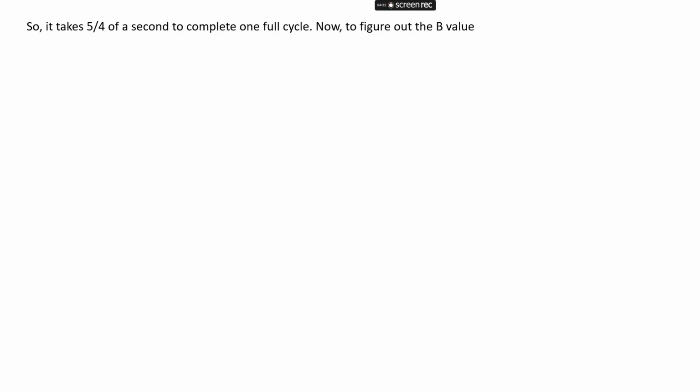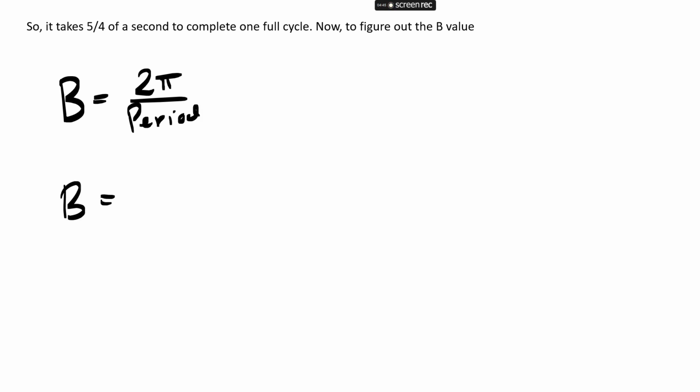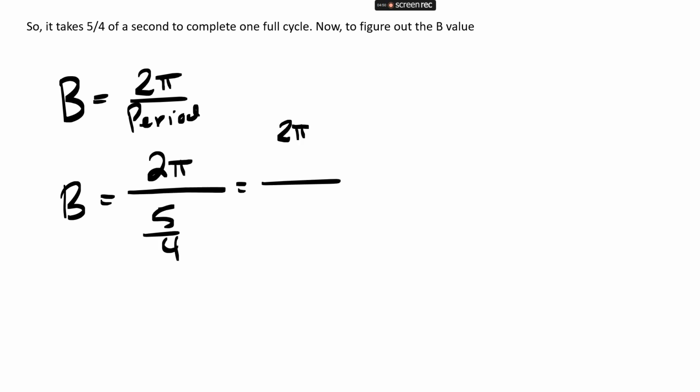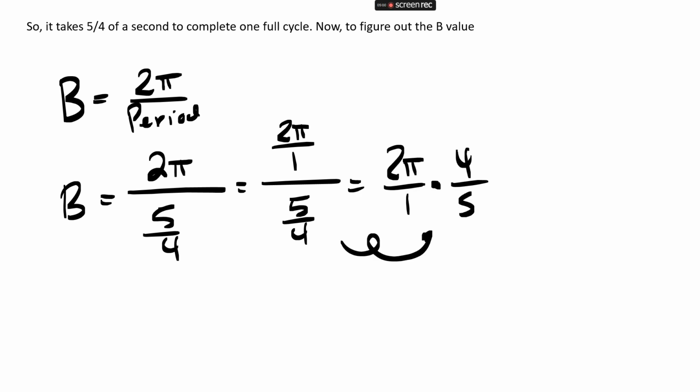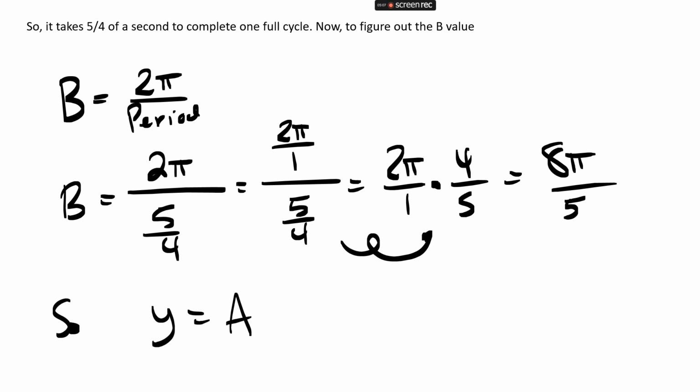Now let's put it all together. So since it takes 5/4 of a second to complete a full cycle, I can put this now into that little formula there. So b is equal to 2 pi over the period. And then we go for it here, 2 pi over 5/4. Since this is a complex fraction, we're going to have to write the 2 pi as a fraction, then 5/4 is a fraction, and then we keep, change to multiply, and take the reciprocal, which gives us 8 pi over 5, which is our b value. Perfecto.